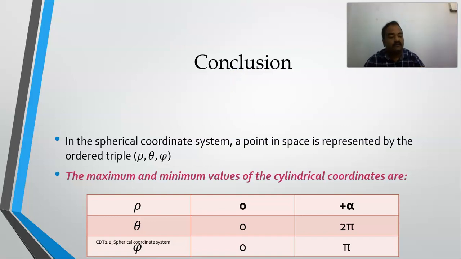the spherical coordinate system I'll be employing. This is r, theta, and phi. The range of r is 0 to infinity, theta is 0 to pi, and phi is 0 to 2 pi. So this is our conclusion.